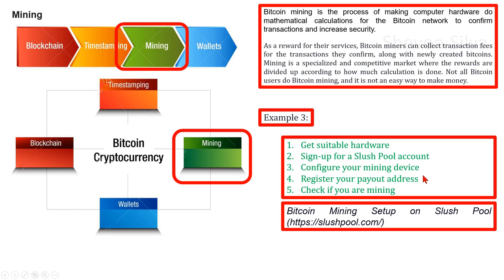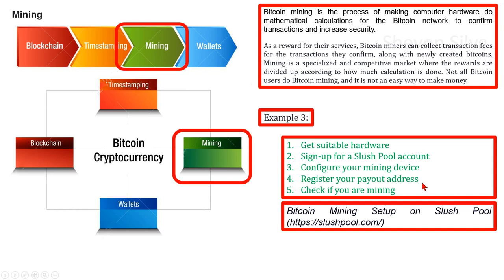Step 4, register your payout address. To collect your reward, you have to set up a payout address in the settings, then select Bitcoin, then the payout menu. Once you reach the minimum threshold, your rewards will be sent there. You can start mining even without this address being registered, but it is highly recommended that you register it straight away.